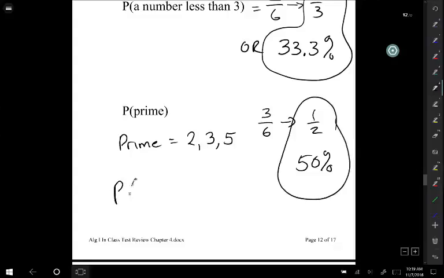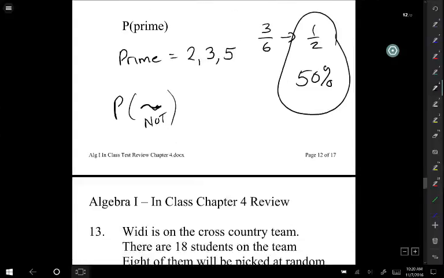Do you guys remember what this little symbol means? Not, or the complement. Okay, so that just means the not symbol, just so we can remember what that means.